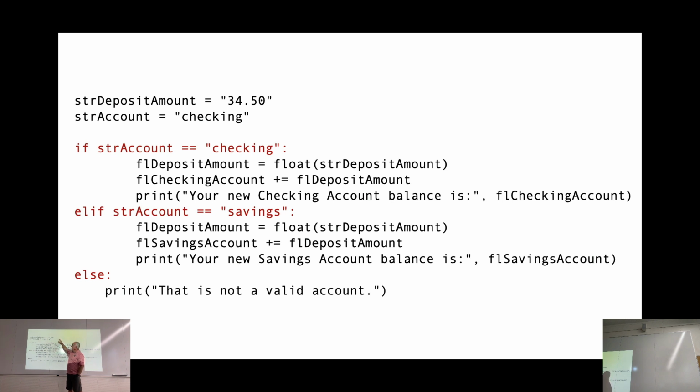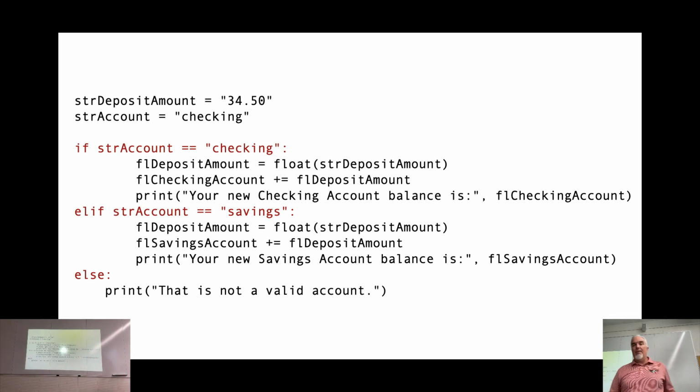So we say we want to make a deposit. It asks the user, what account do you want to do and how much? Oh, that's why it's a string, because I'm mimicking what the input would be right there. So you change it to a float, you check, and your checking account gets incremented, and then you give them a message. Same thing for savings. So you've got a relatively complex structure.